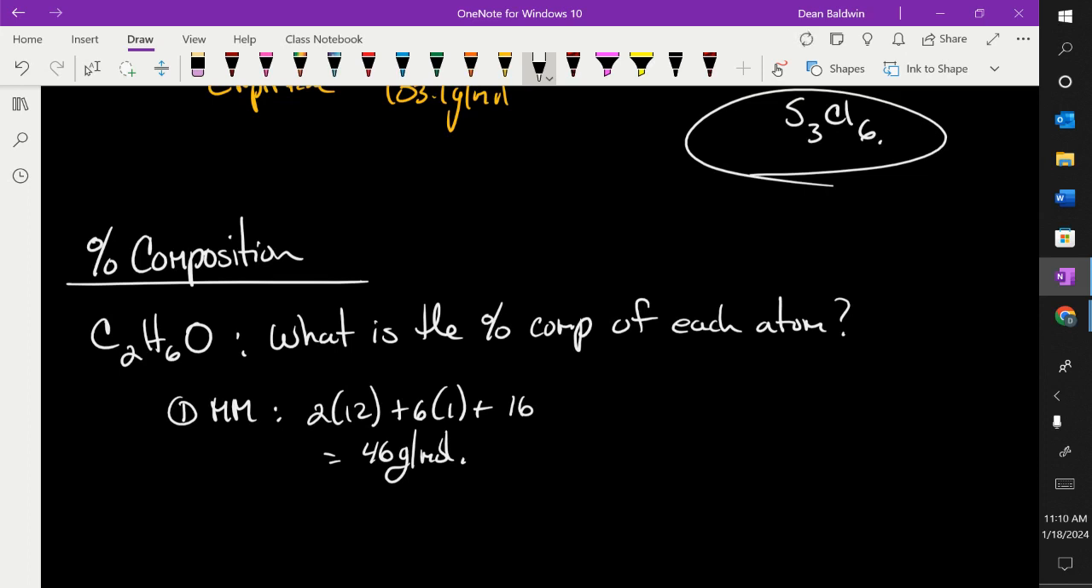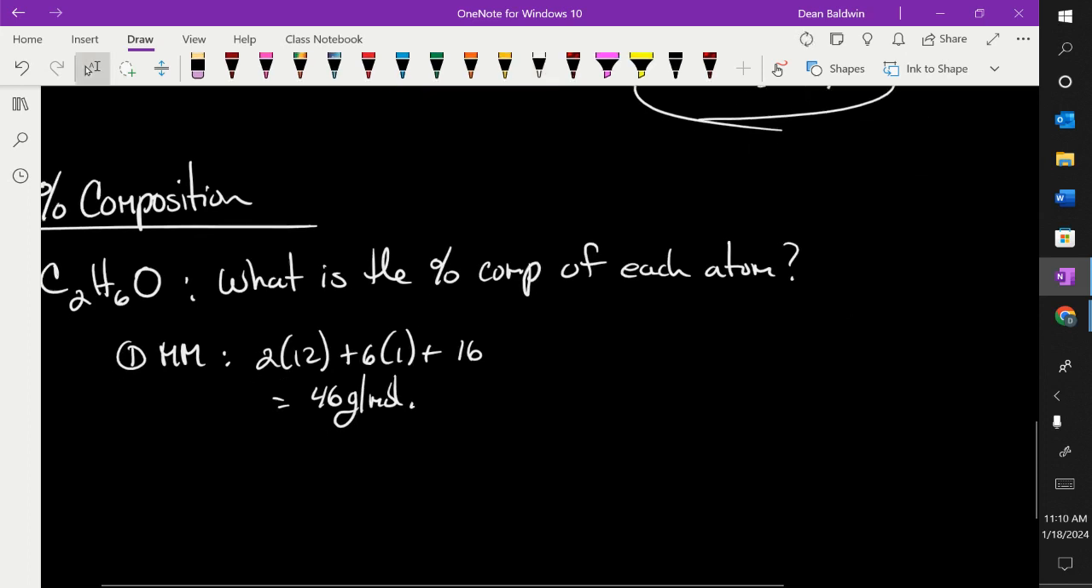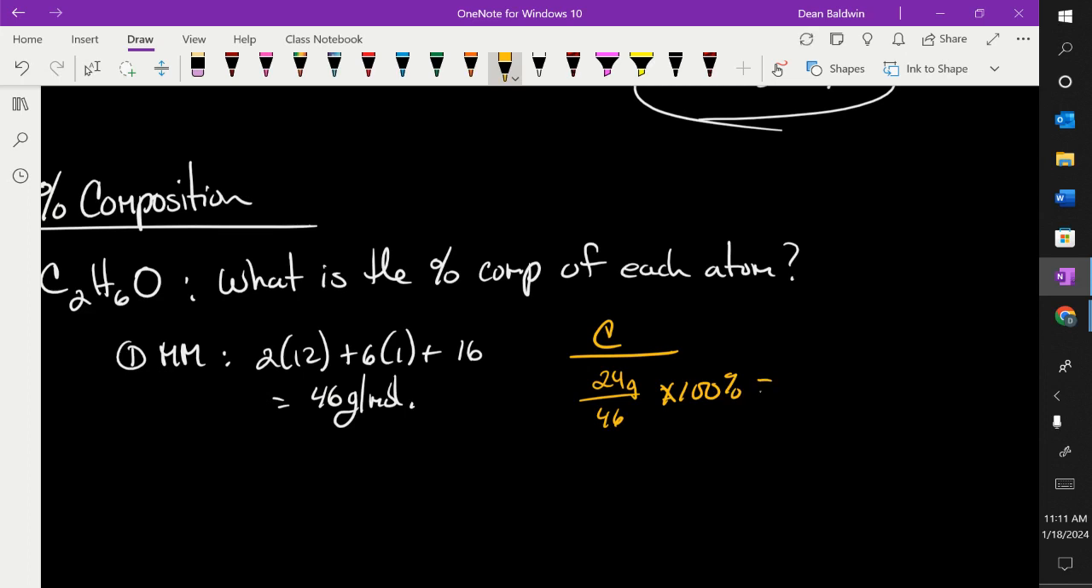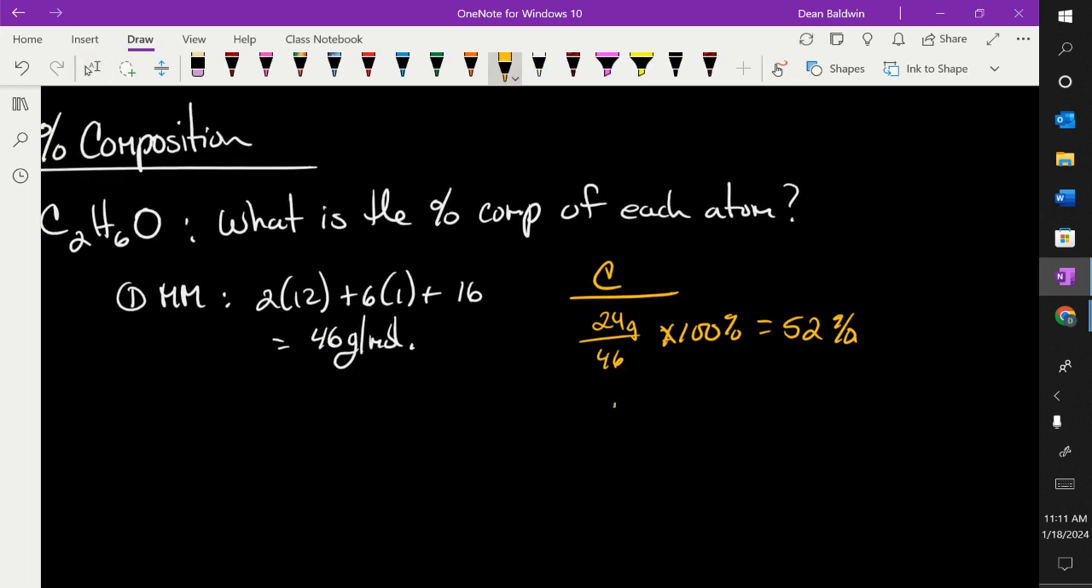Then all you do is divide the mass of each element by the molar mass. So if we're going to do carbon, how many grams of carbon are in this molar mass? 24, right? Because you have 2 carbons. So it's 24 divided by 46. That's 52% times 100%, I guess. We're just going to round to the nearest 52.